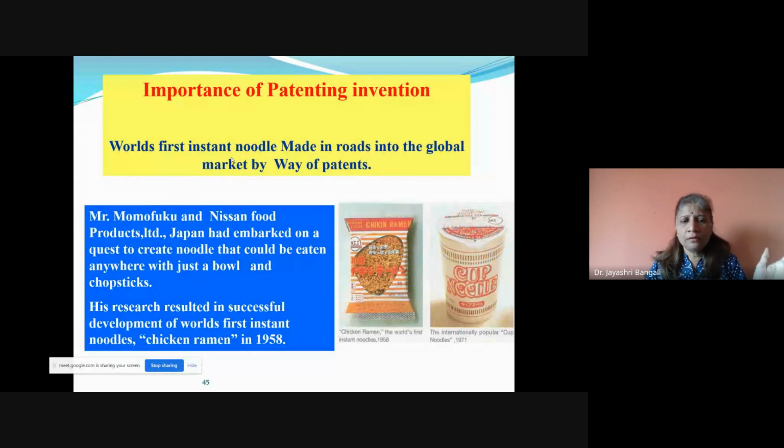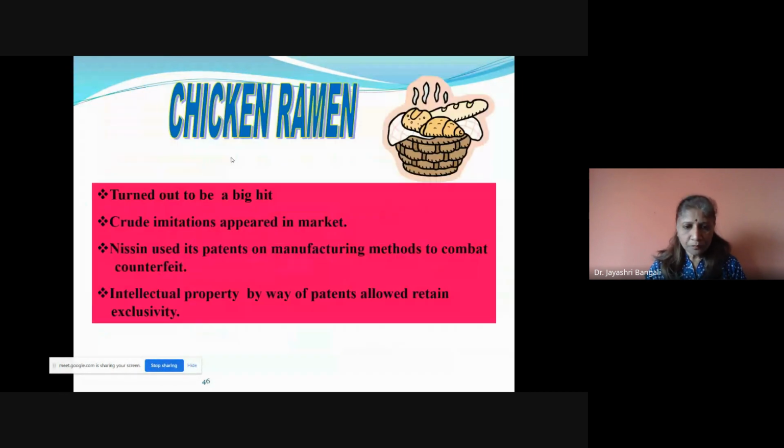Now this is a very famous thing again. It's the first instant noodle. Today we are using noodles, Maggi, and all these things regularly in day-to-day life. But this is the first instant noodle. Momofuku of Nissin Food Products Limited, Japan, thought that we should have some type of noodles which can be eaten anywhere with just a bowl and chopsticks. So they invented this, and his research resulted in the successful development of the world's first instant noodle.